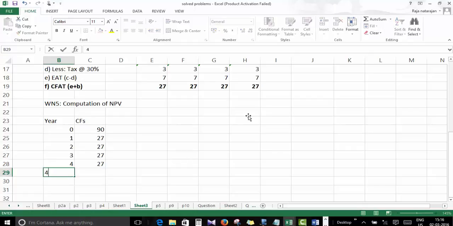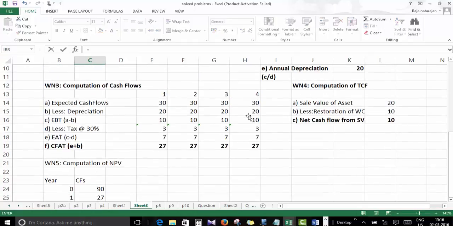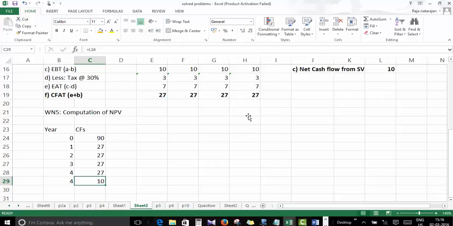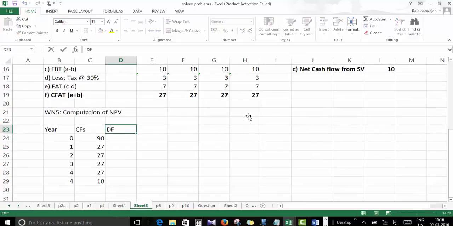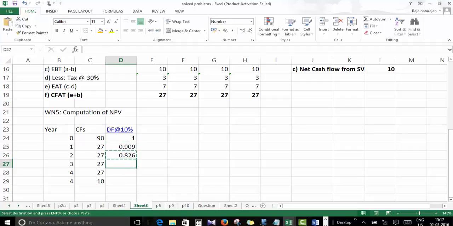And in year 4 we have another cash flow, that is the terminal cash flow. How much? We have terminal cash flow of 10. Now these cash flows have to be discounted. Discount factor. So what's our discount factor? At 10 percent. It is 1 divided by 1.10 to the power 0. That's the period. So discount factor for year 0 is 1. Year 1 is 0.909. Year 2 0.826, year 3 0.751, year 4 0.683, and that should be repeated.